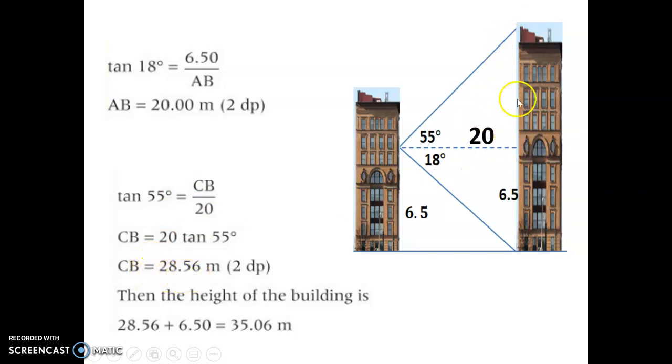But that's not the height of the whole building. That's only this portion of this triangle. We need to add the 6.5 to get the full height right here. Okay, not a bad problem, but it allows students to struggle with taking the words, making a proper diagram. I hope that makes sense because you're going to try another one right now.